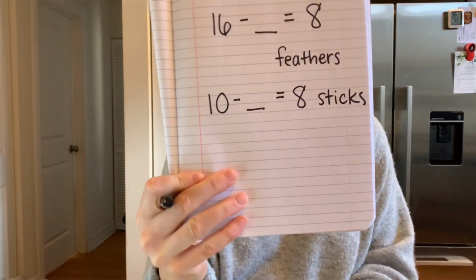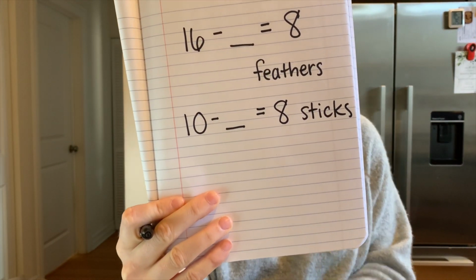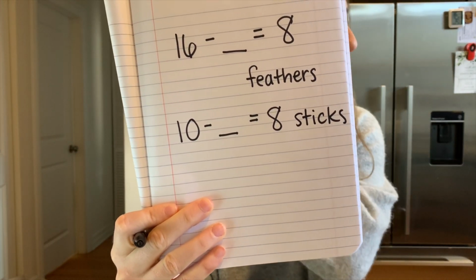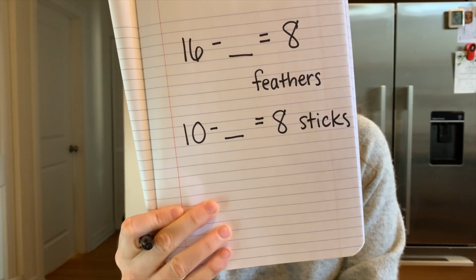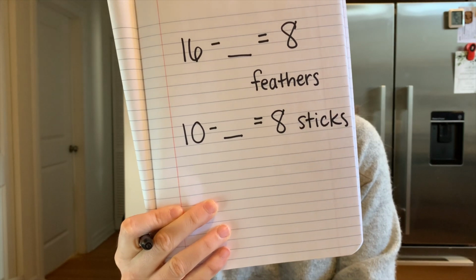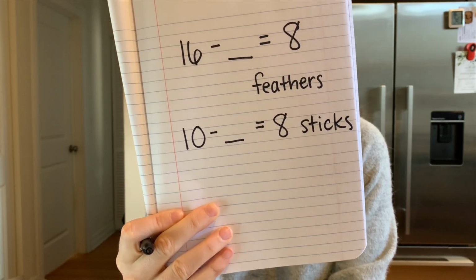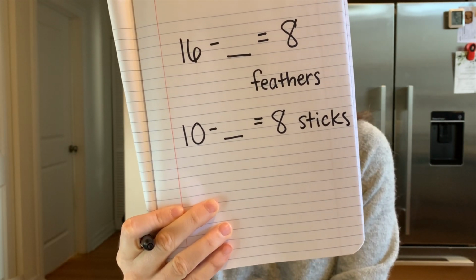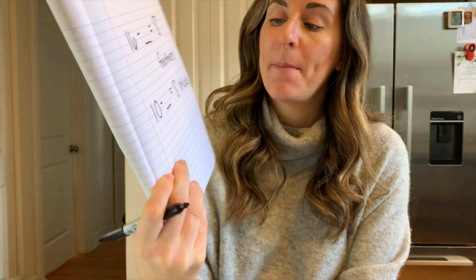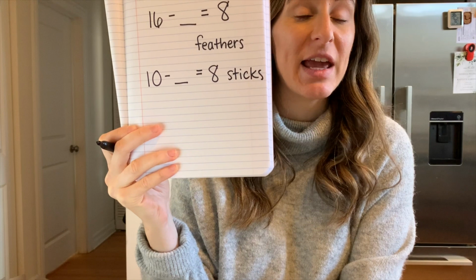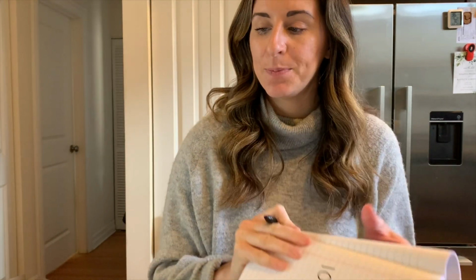We're trying to figure out the missing number in a subtraction sentence again. Remember, you can think addition to solve the subtraction sentence. You can turn it around and pretend like it's in a fact family. You can count up or count back. But if you're trying to solve 10 minus blank equals 8, what would go in that blank?